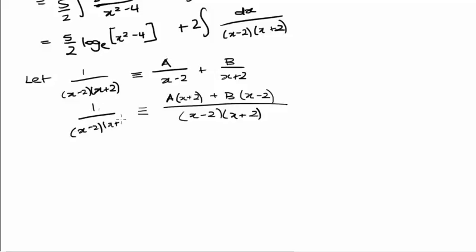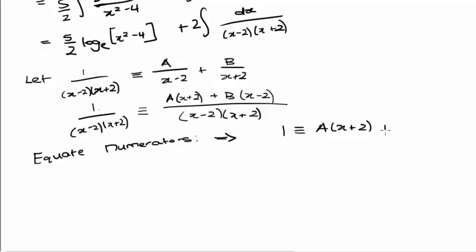And we notice that the denominators are the same, but the numerators aren't. So we're going to equate the numerators, because we are assuming that these fractions are equivalent. Equate numerators. And actually, I might move this to the side, because I want to leave some space for solving the integral. And that will be 1 is equivalent to a times (x plus 2) plus b times (x minus 2).